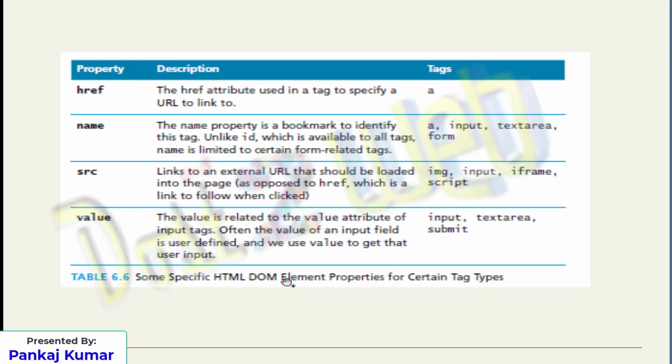You can see some of the element properties, like href. You know that href is used for the hyperreference, right? You can specify the target in the URL. If you want to use the name property, that means you want to identify using the name, and you can use name where you define your anchor tag, input tag, text, or form.